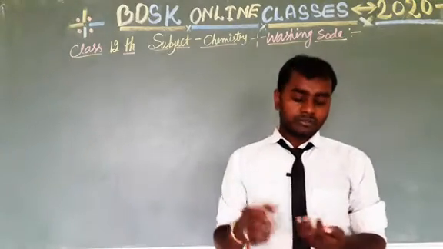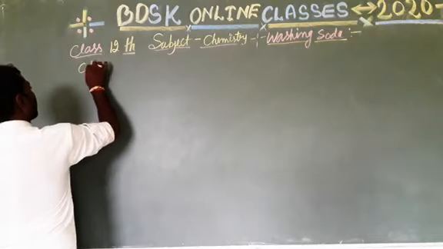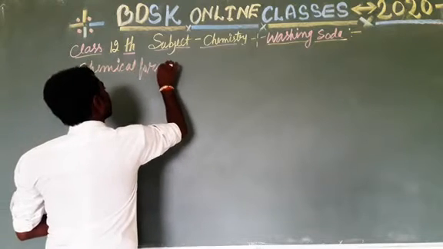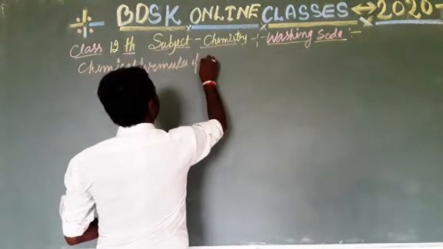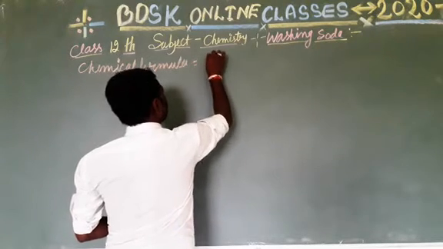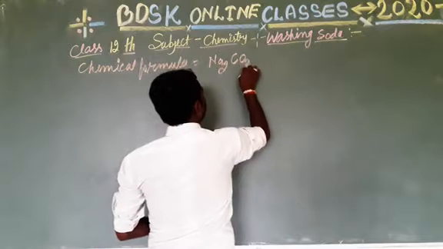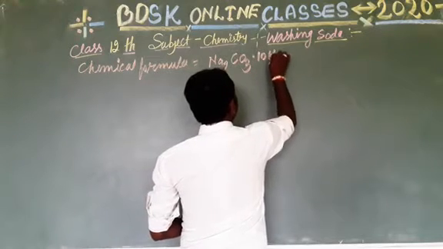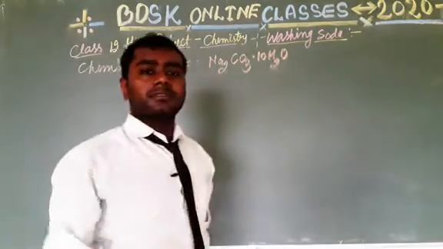Okay, students, the chemical formula of washing soda is Na2CO3 into 10H2O. Okay, this is the chemical formula of washing soda.